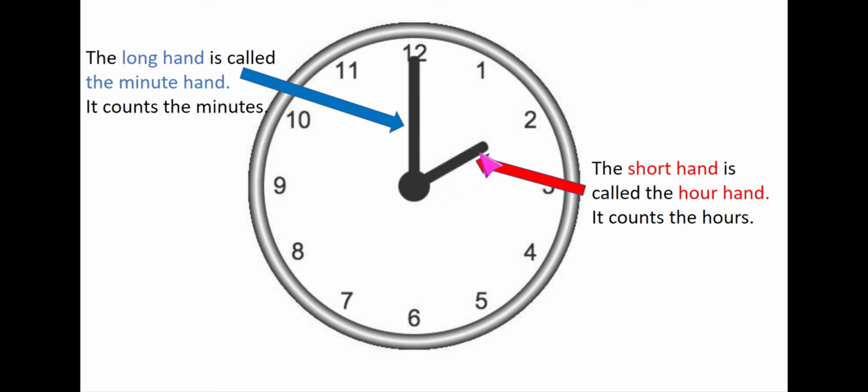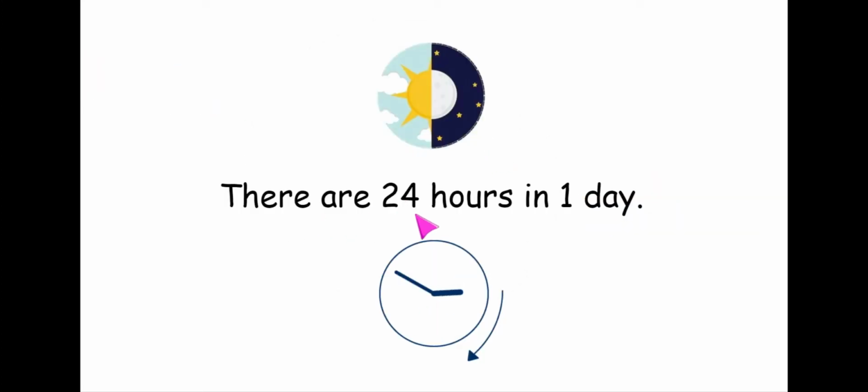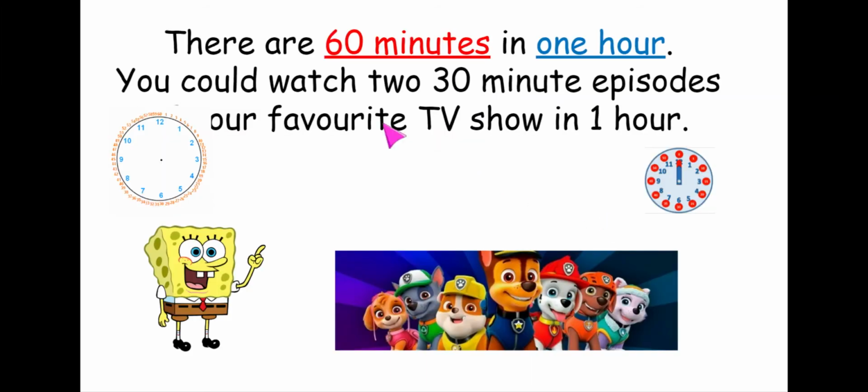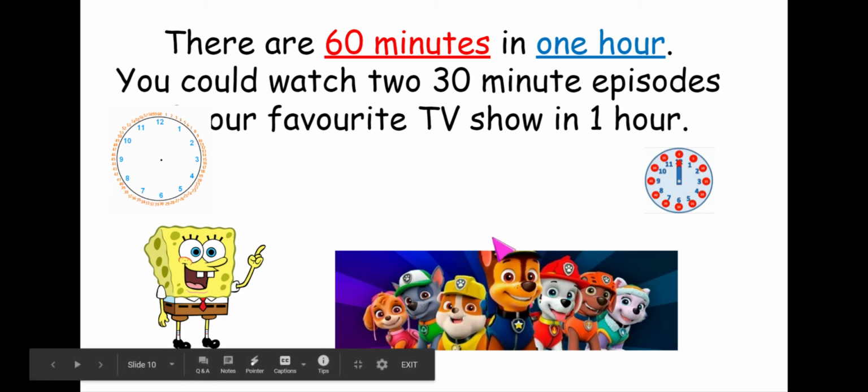It counts the hours. The long hand is the minutes. The short hand is the hours. There are 24 hours in one day. Did you know that? There are 60 minutes in 1 hour. You could watch two 30-minute episodes of your favorite TV show in 1 hour. So in 1 hour, you could watch 2 episodes of Paw Patrol or 2 episodes of SpongeBob.